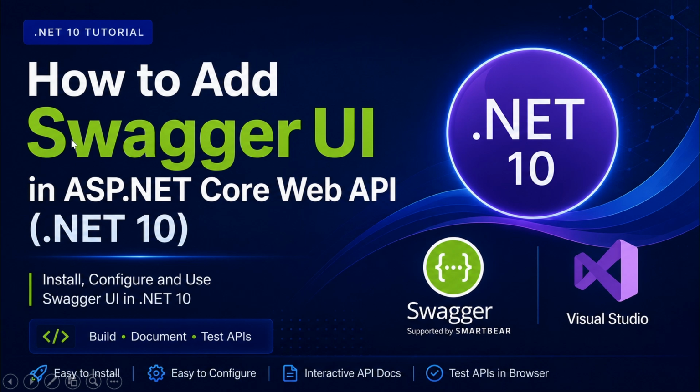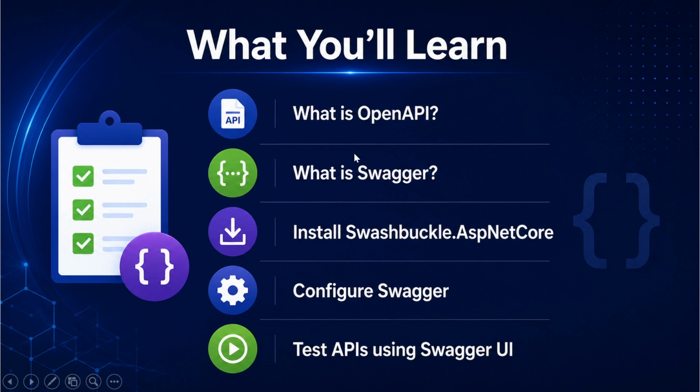Hey friend, welcome back. In the previous video, we created our first ASP.NET Core Web API. In this video, we will configure Swagger UI in our application so we can test our API endpoints. So in this video, we will learn what Swagger is, the package required for installation of Swagger, configuration steps for Swagger, and testing our API using Swagger UI.